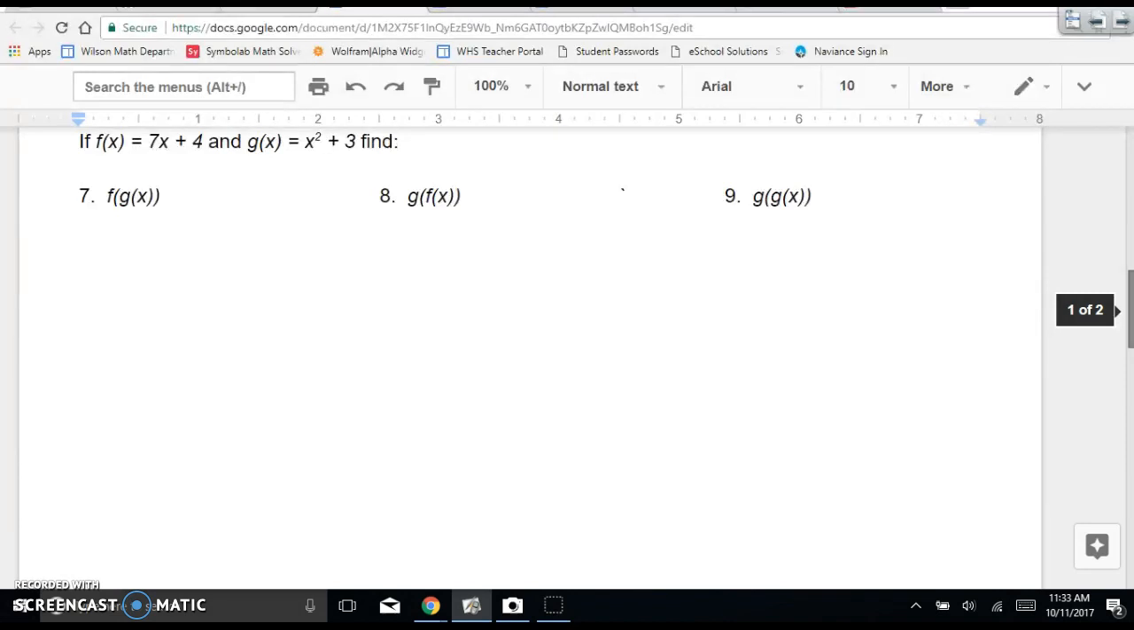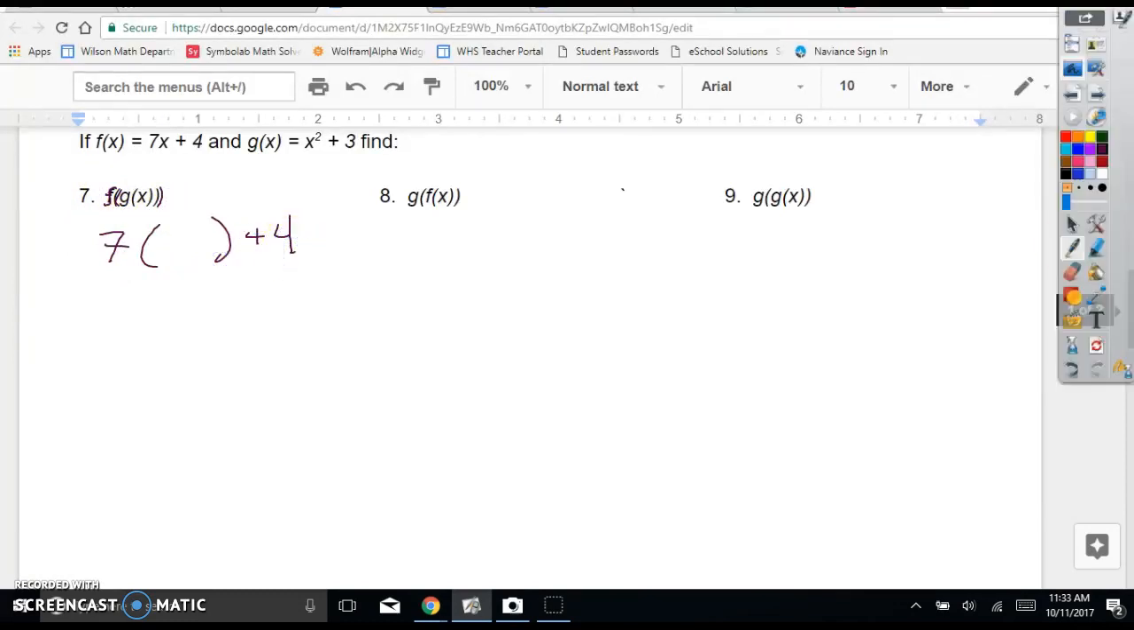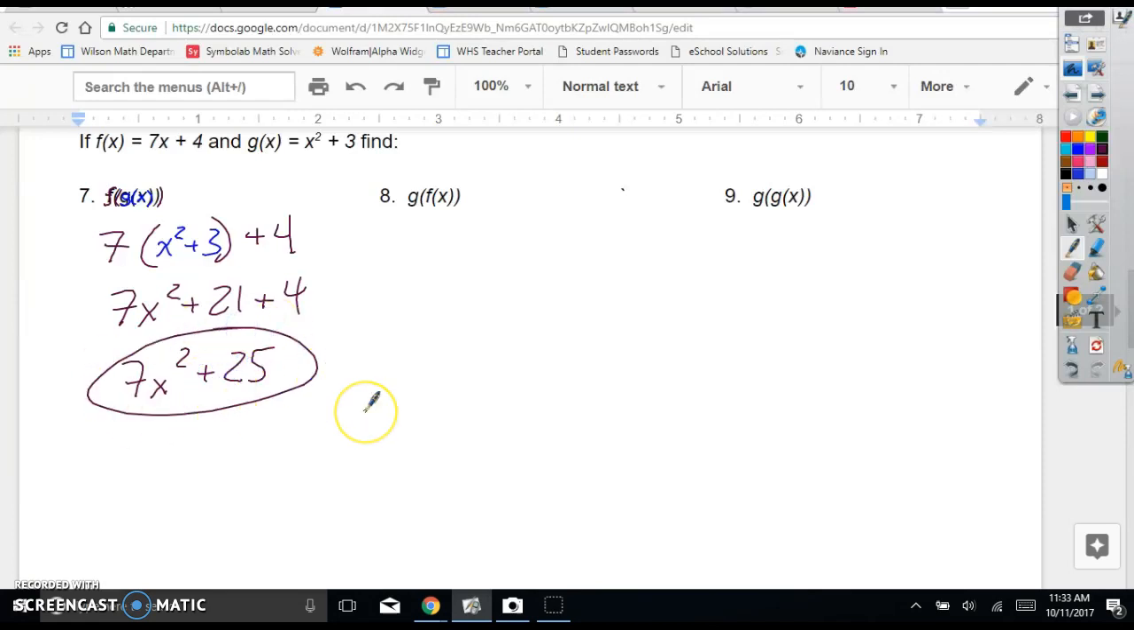Now in 7, we're doing compositions. So I'm going to rewrite f here. So that would be 7 blank plus 4. In that blank, we're going to put the g of x. So my g of x is going to go in my blank, which is x squared plus 3. So to finish this up, I distribute the 7 in, get the following, and then add my 21 and 4 to get 25. All right?